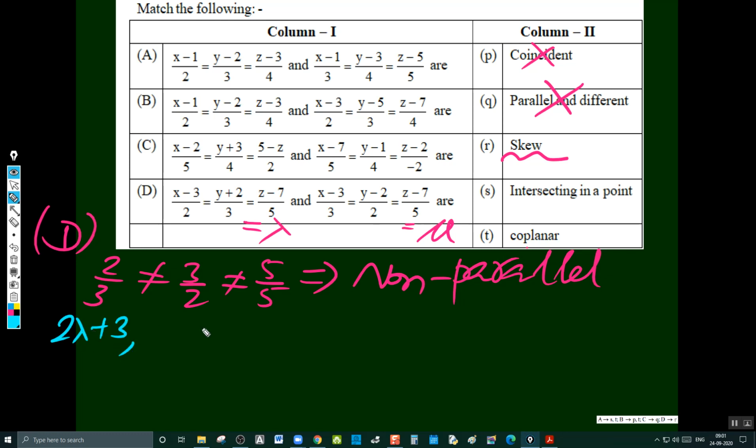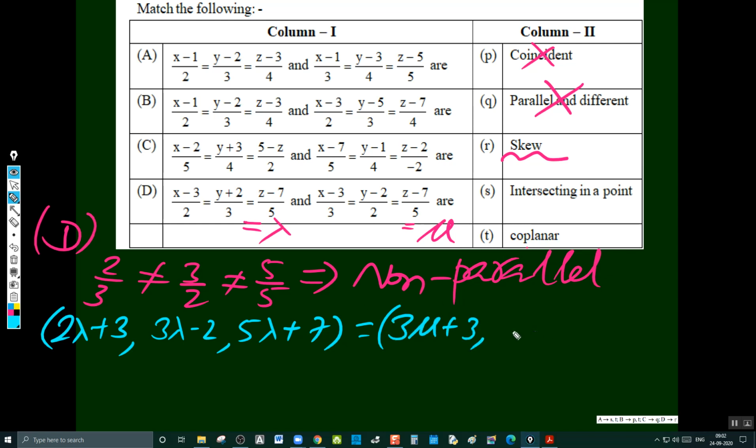2 lambda plus 3, 3 lambda minus 3, 5 lambda plus 7 is the point that represents every point, any point on the line. And if you take the second one, it is 3 mu plus 3, and it is 2 mu plus 2, and 5 mu plus 7.